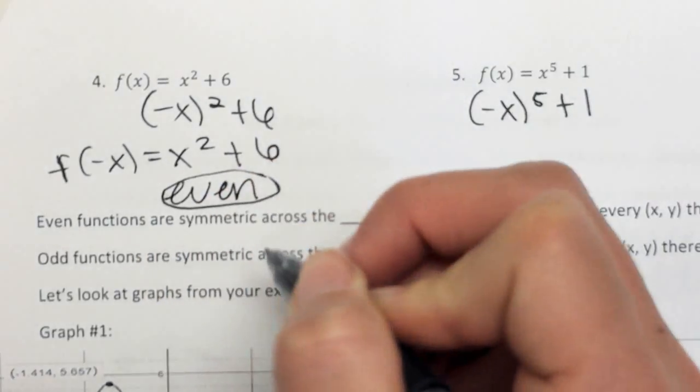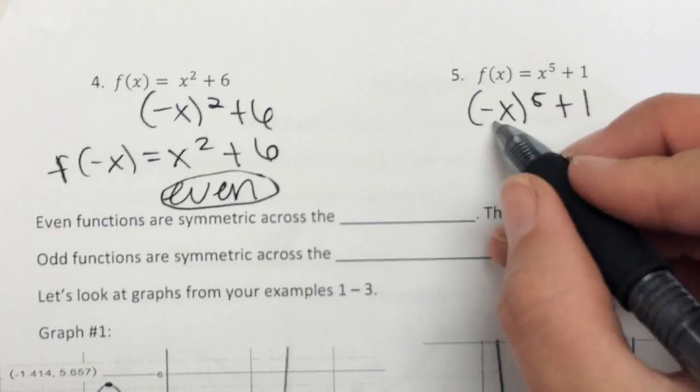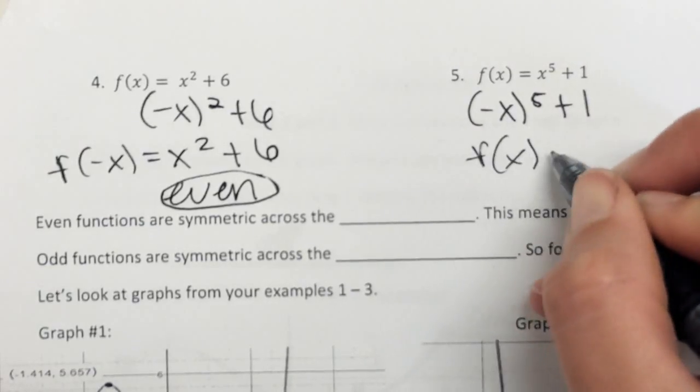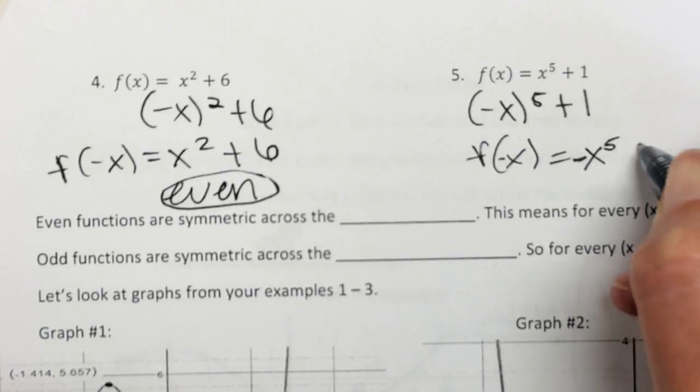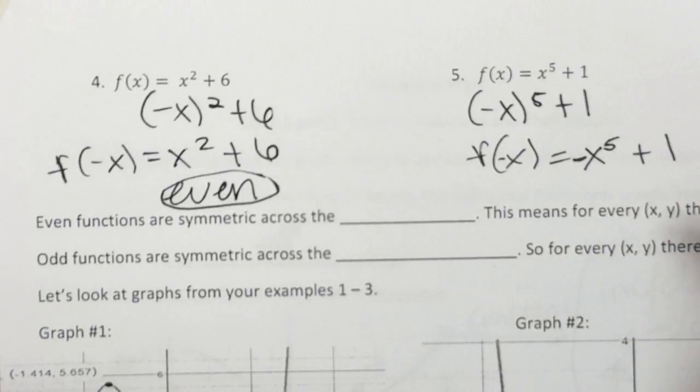Very good. And then Cade, what would happen here if I plugged in negative x? I believe it would stay negative. Yes, because it's an odd exponent. And so this would be what? I would leave it as neither. Correct, because only one of the signs changed.